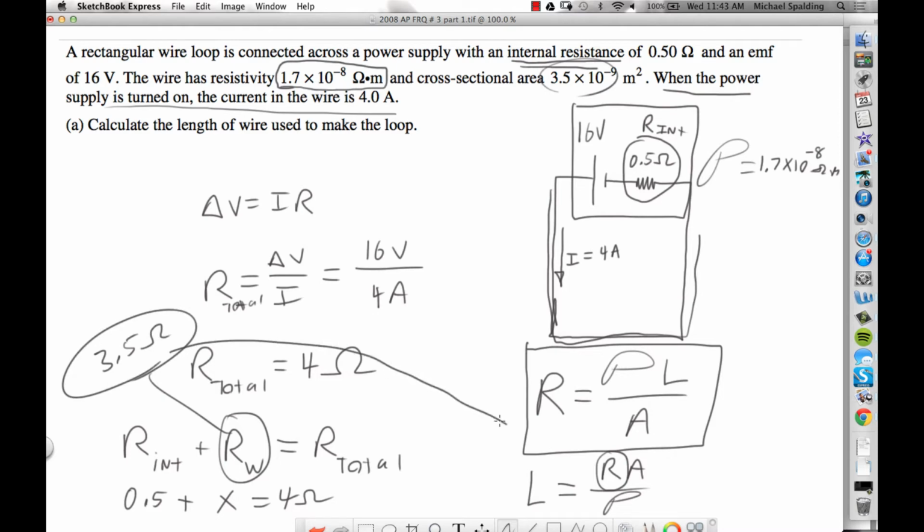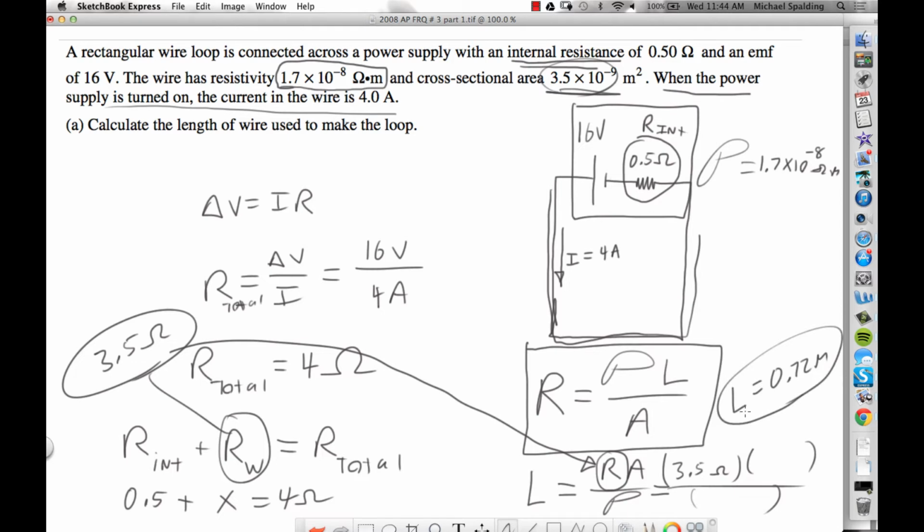That's what gets plugged in over here, right? Not the 0.5. The 0.5 is the internal resistance of the battery. You guys follow that? Okay, so when you plug the numbers in, I'm going to let you guys plug the numbers in. This is 3.5 ohms. The area is given right here, so plug in the area. The resistivity, you plug that in. You find out that the length of the wire is 0.72 meters.